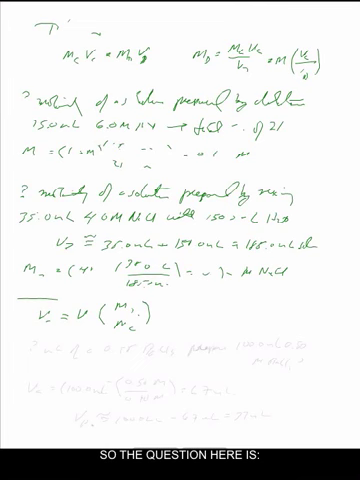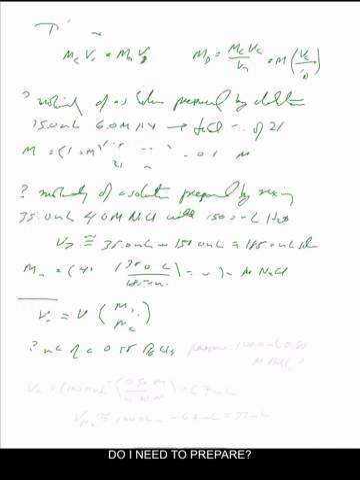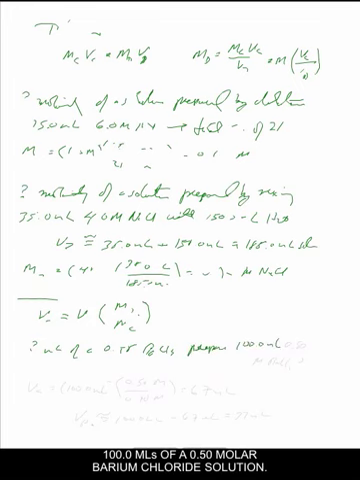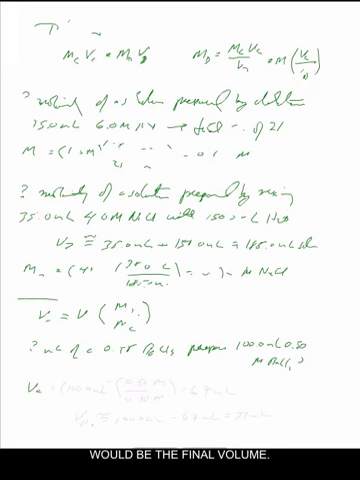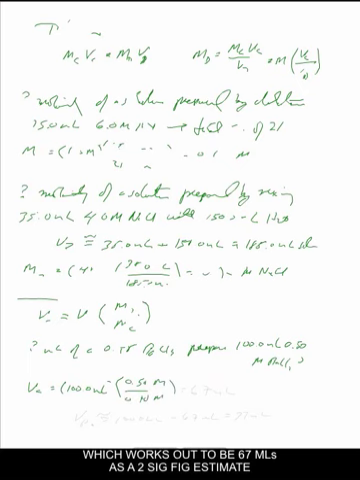So the question here is, how many milliliters of a 0.75 molar barium chloride solution do I need to prepare 100.0 mL of a 0.50 molar barium chloride solution? And again, intuitively, I know that the volume of the concentrate here would be based on the final volume, that's 100 mL that I'm trying to prepare of this diluted solution, and the ratio has to be written 0.50 molar over 0.75 molar, which works out to be 67 mL as a 2 sig fig estimate based on the 2 molarities I gave you.